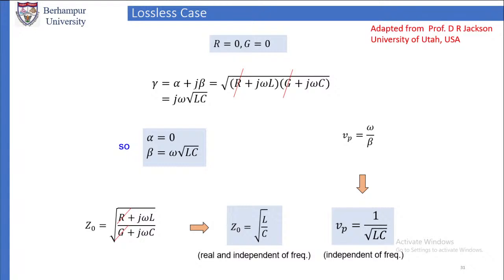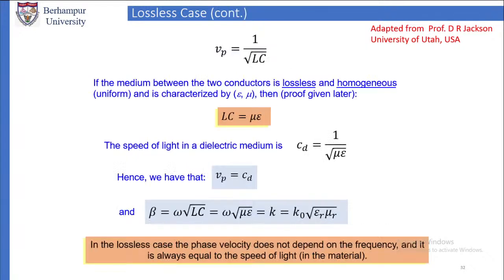So Z0 now becomes independent of frequency. Earlier it was dependent on frequency. For a lossy case, Z0, the characteristic impedance, is dependent on frequency. For the lossless case, it is independent of frequency and real. Vp, or phase velocity, is also independent of frequency in the lossless case. That is important.